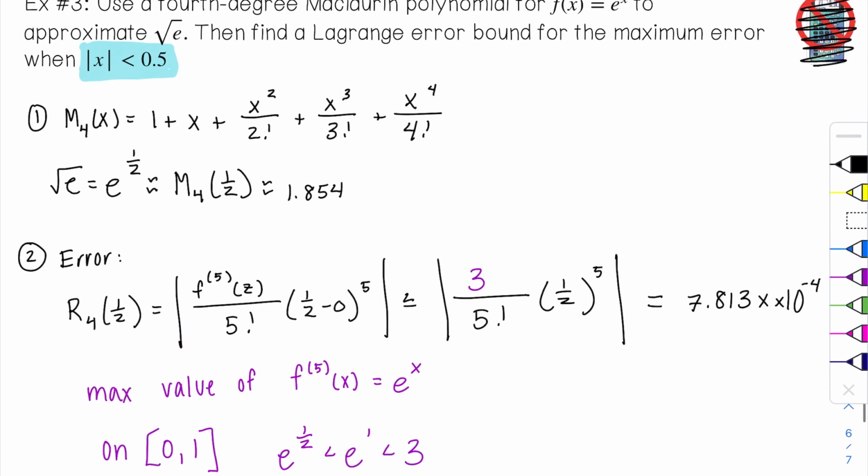So those are just a couple of examples of how to use the Lagrange error bound, and it's really just focusing on, remember, you have to do the n+1 derivative. So if you have a 6th-degree Taylor polynomial, you have to use the 7th derivative. You're going to divide that by 7 factorial, and then instead of using the z value, because we don't know what that is unless they tell us, we're just going to figure out what the maximum value of that derivative is and plug that into our equation.